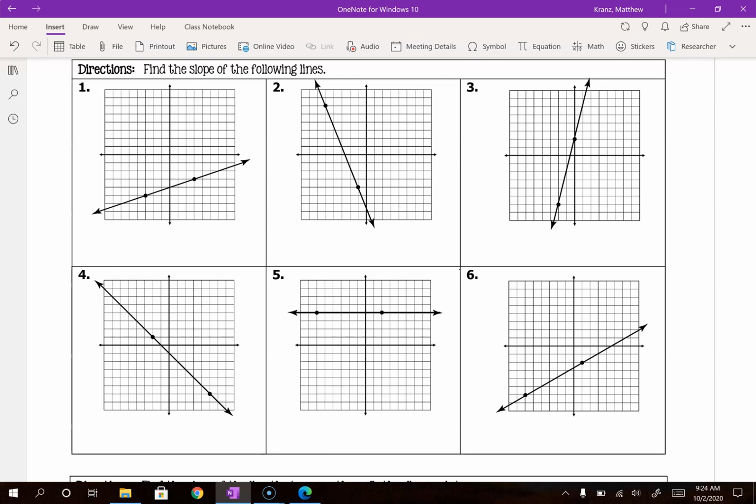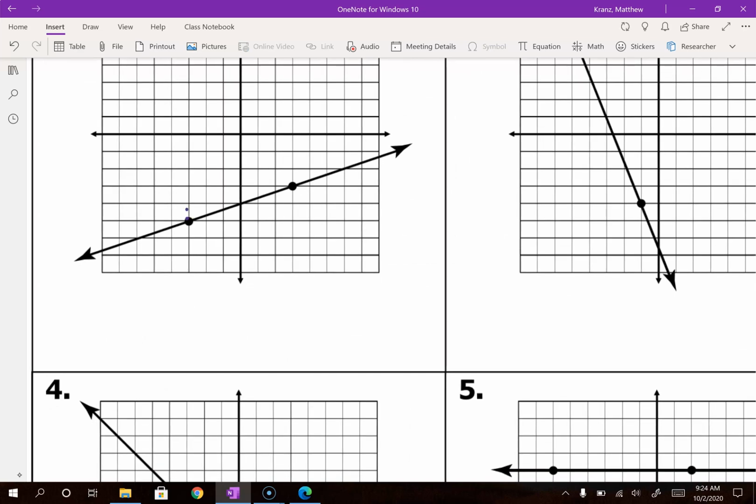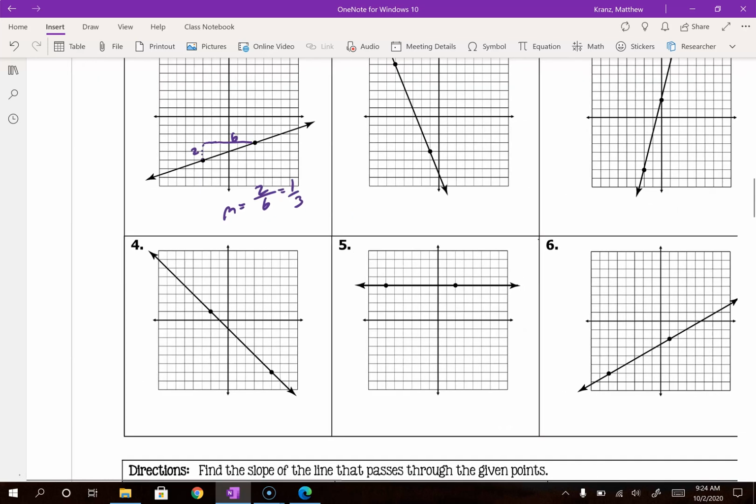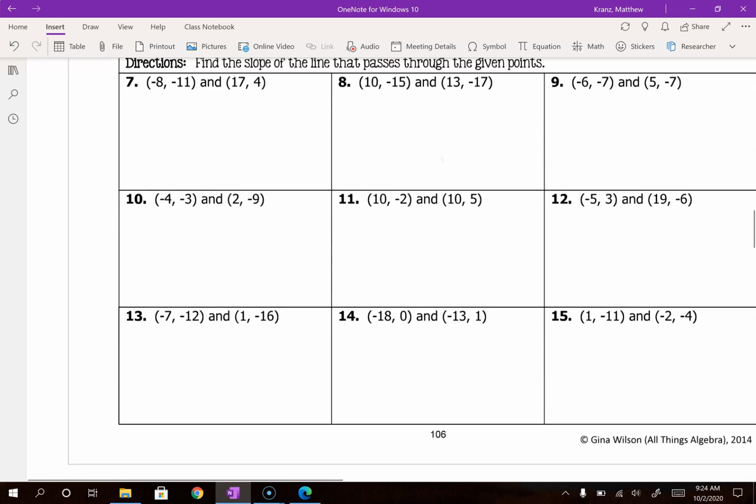Now, you could do it using the graph if you want to. Just by going, all right, I have to go up 2, and then I go right over here. So up 2, right 1, 2, 3, 4, 5, 6. So the slope is 2 up, 6 to the right, or 1/3. So you can definitely use a graph for this instead of the formula. But you have no choice when you're given this, right?